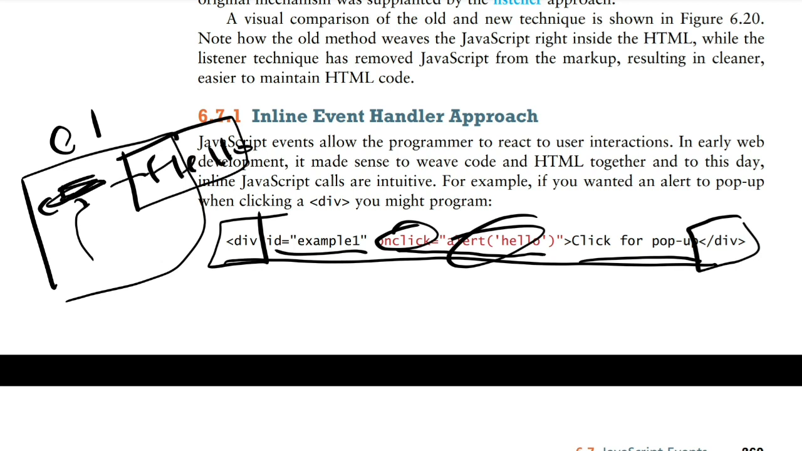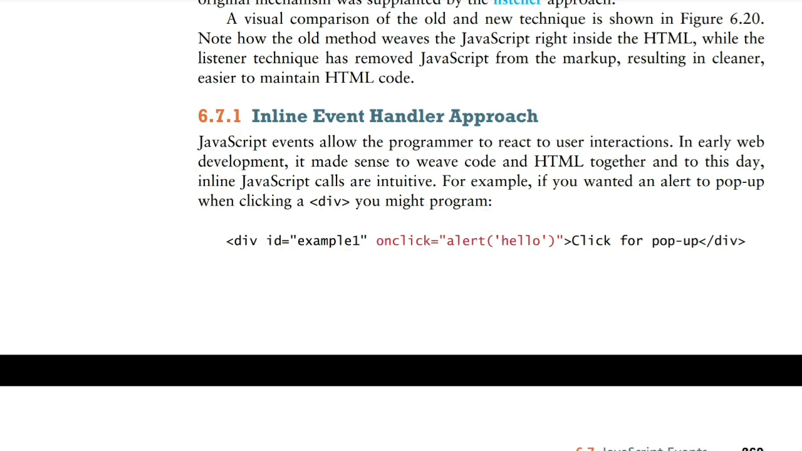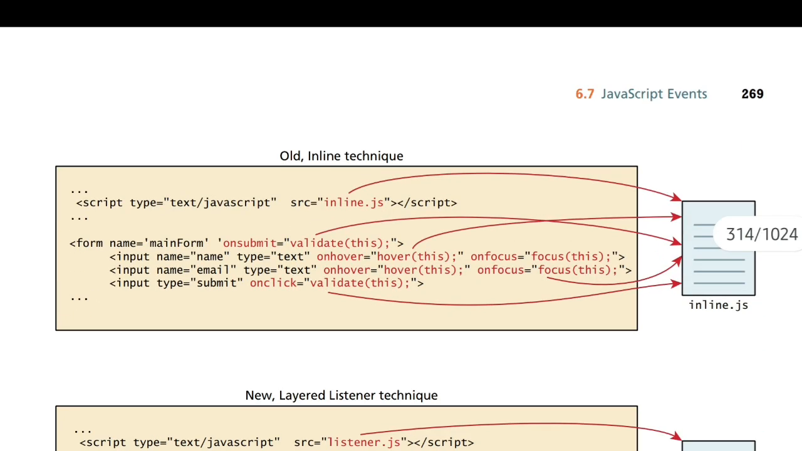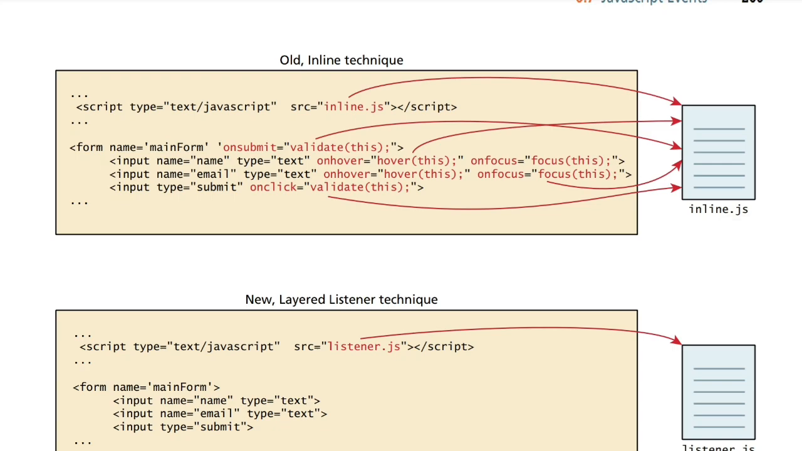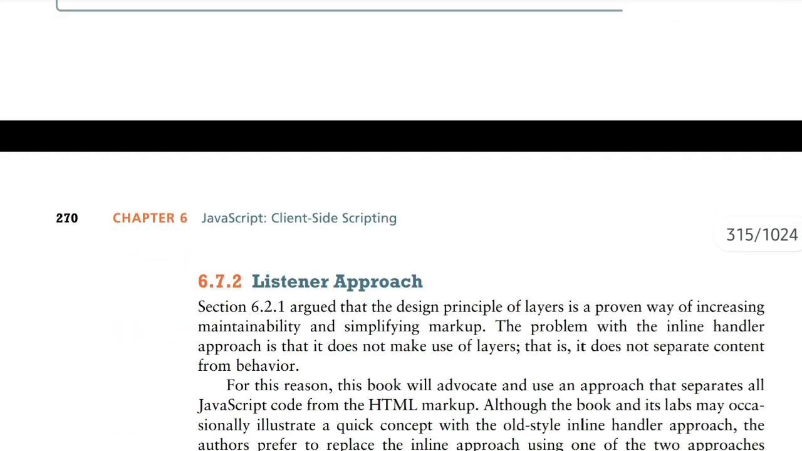That's what happens. In the JavaScript I'll be writing here itself, so I need not have a separate file for JavaScript, I'll be writing it inline itself. Since it's one line of code, that is the inline event handler approach. Here is about the old technique and the new technique. You can go through that.